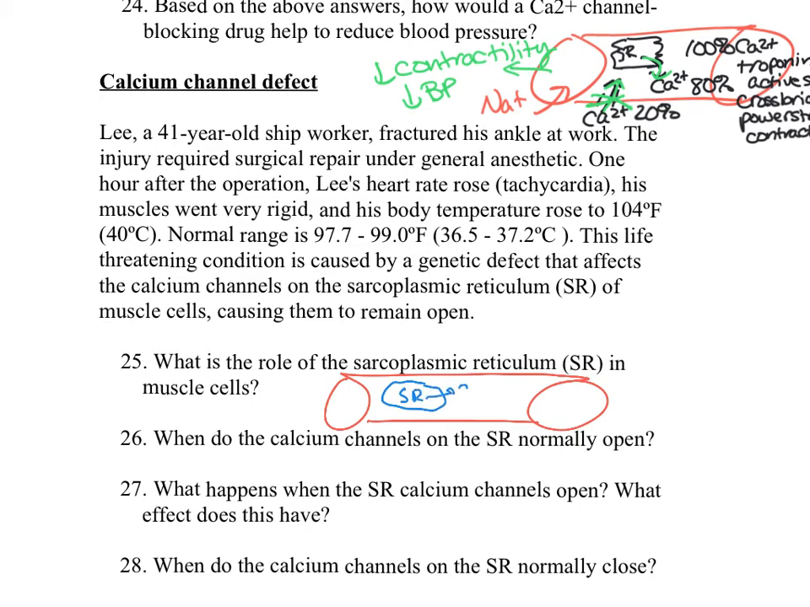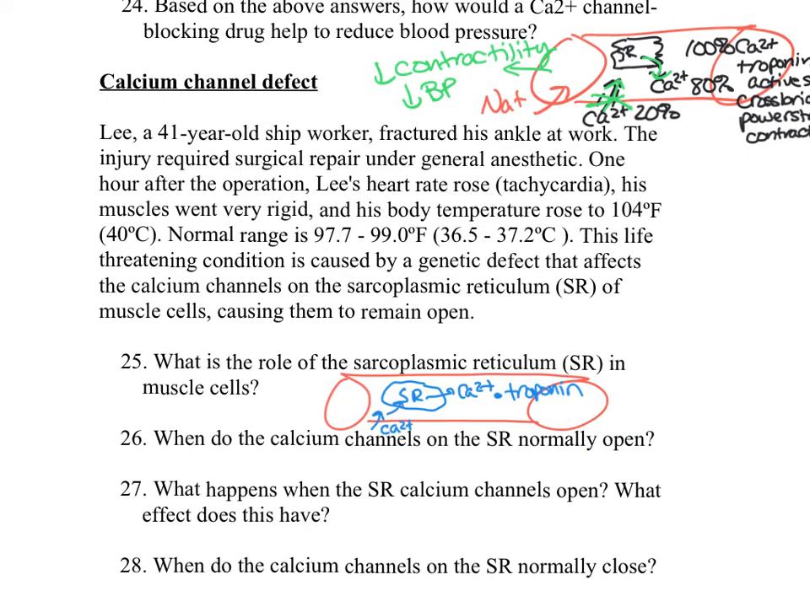Question number 26, when do the calcium channels on the SR normally open? Well, they're going to open when the muscle cell depolarizes and the calcium channels in the cell membrane open and calcium enters into the cell, and that opens up the sarcoplasmic reticulum calcium channels.